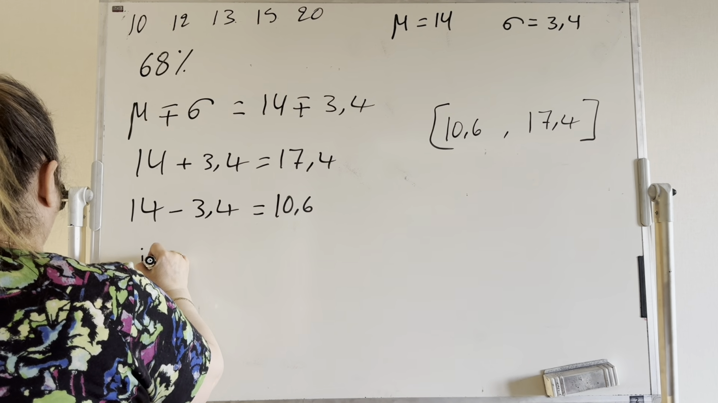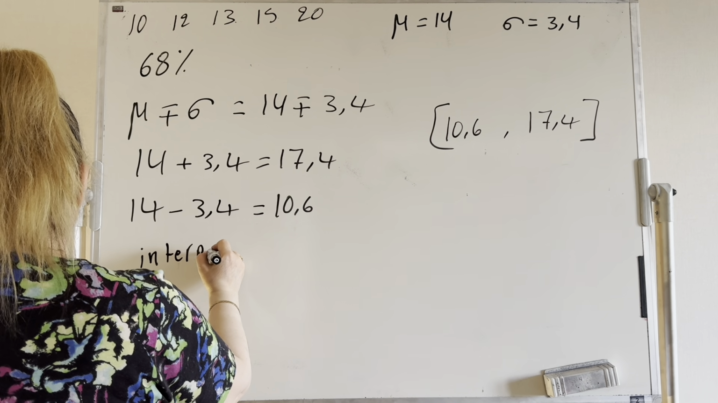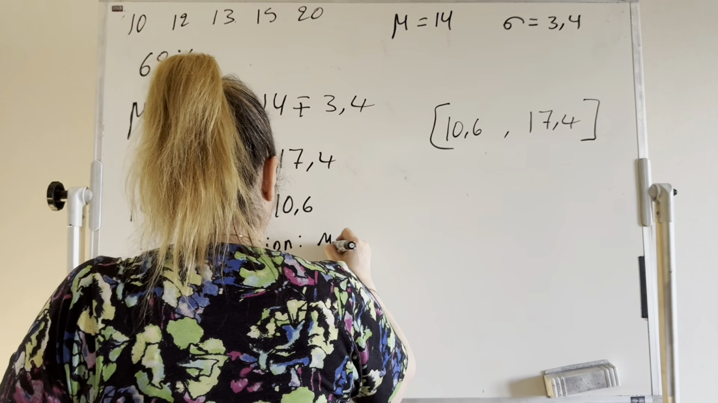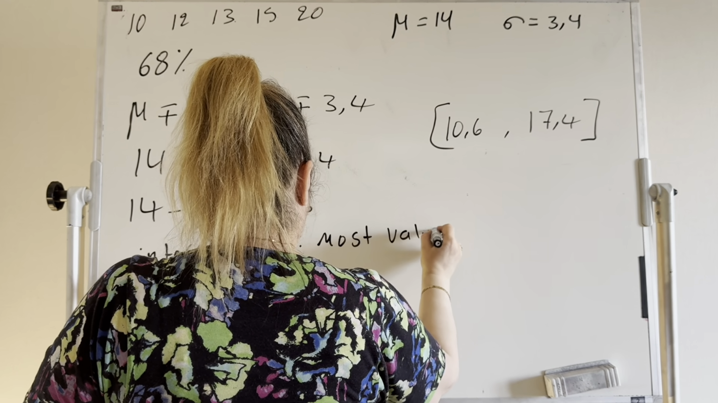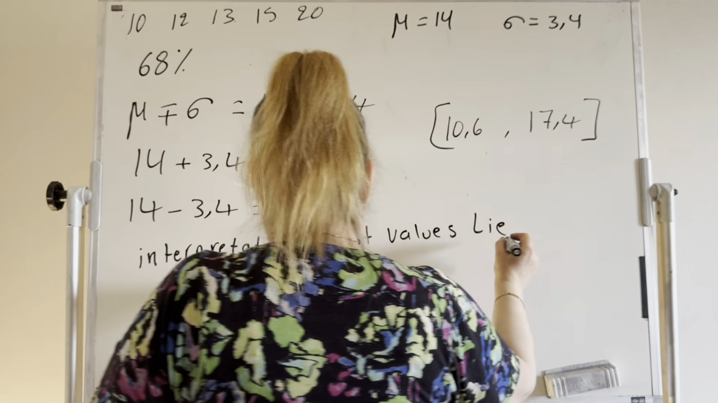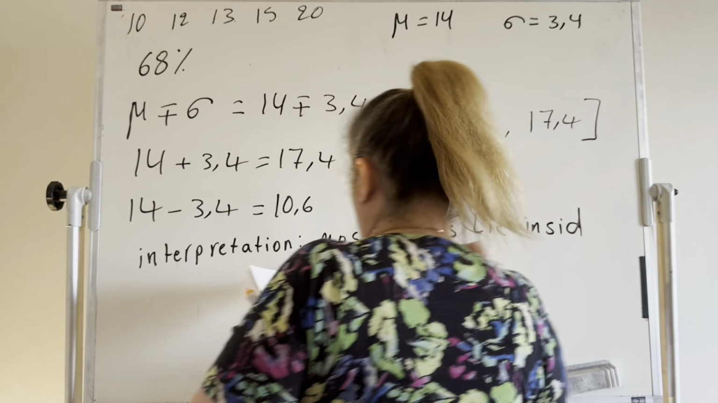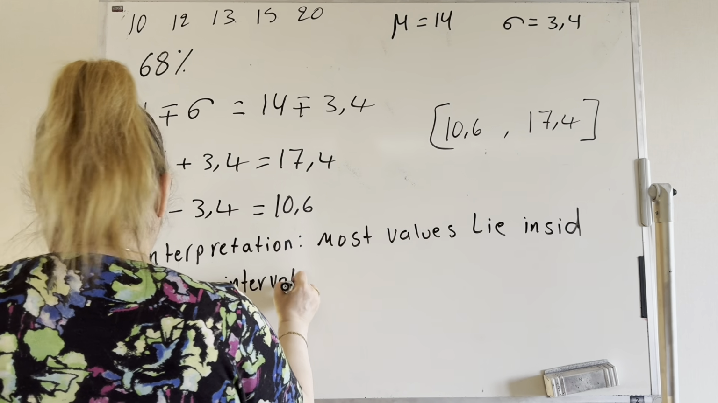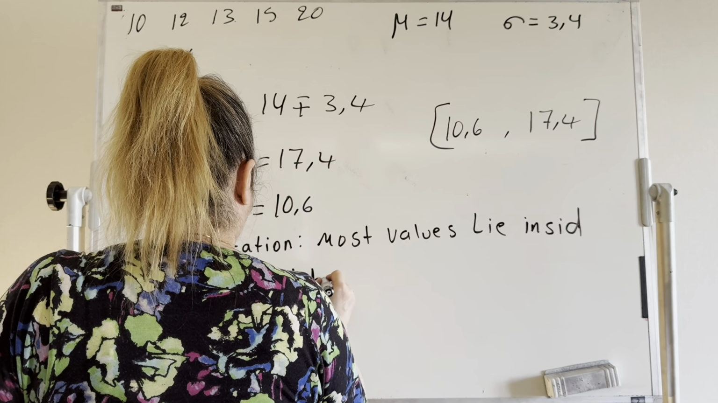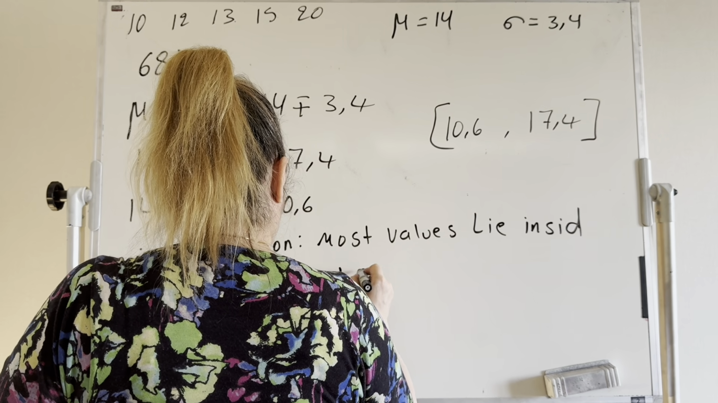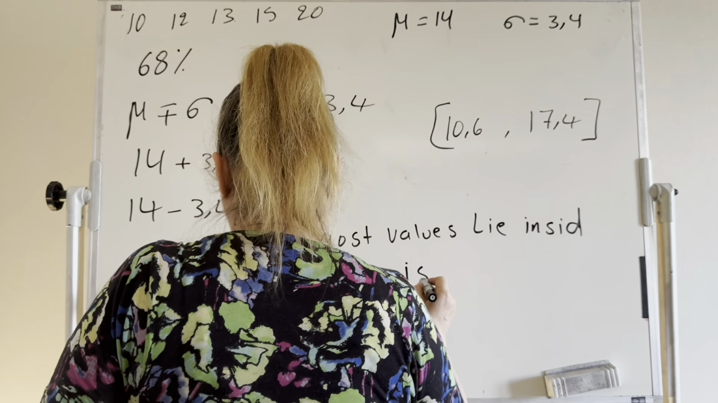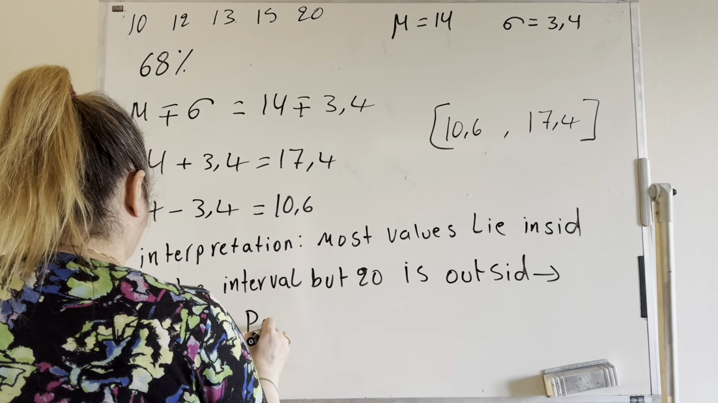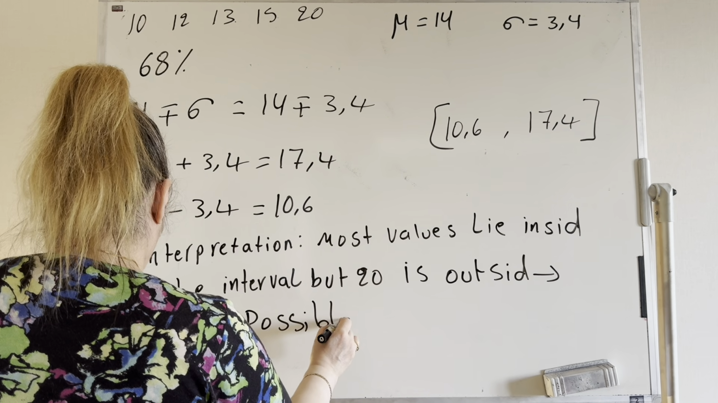So the interpretation: most values lie inside the interval, but 20 is outside, a possible outlier.